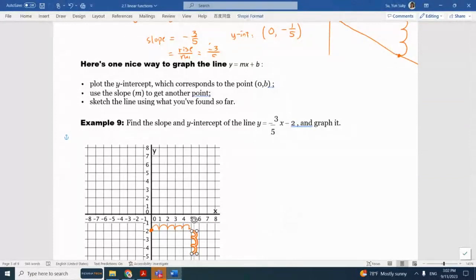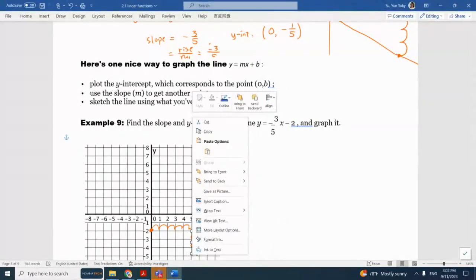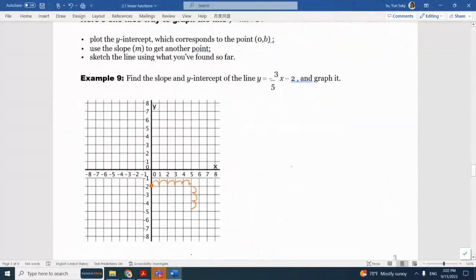So at this point, something is wrong with the Word file. I think it's tired. It happens when I have a big file with many pages and graphs. Okay, so this is how we draw the line. Everybody okay with that?